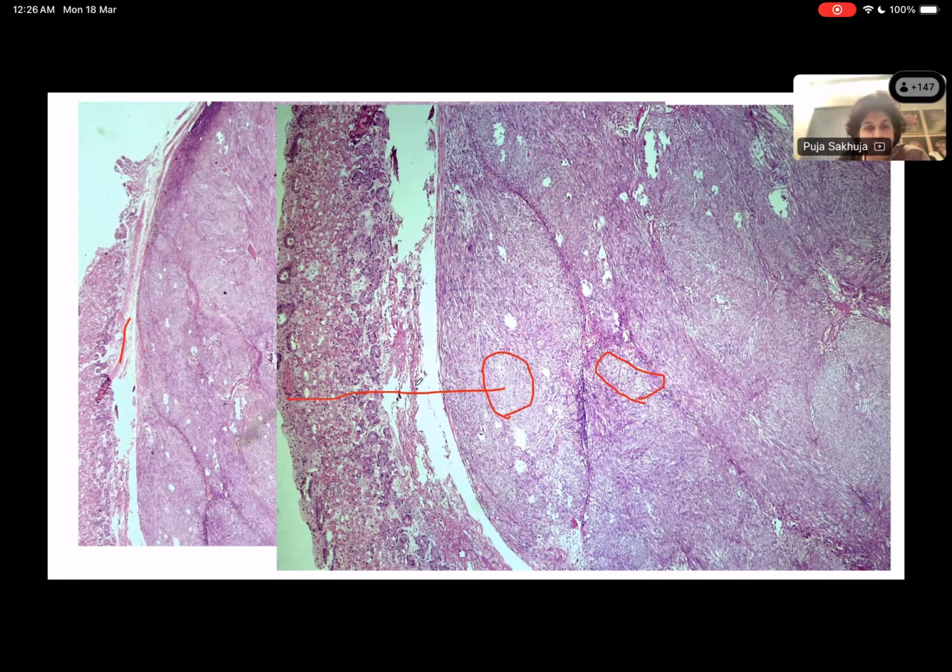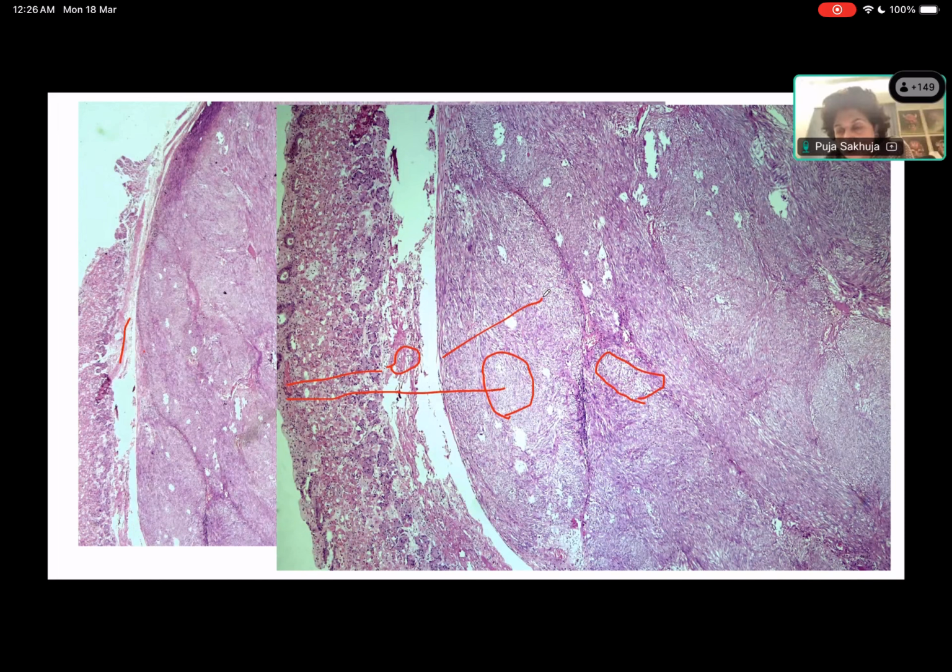So now I've shown you 3 layers: the mucosa, then the muscularis mucosa, and then the tumor. Here, the mucosa is definitely going to be negative. Now, how will the muscularis mucosa and the tumor help us distinguish between CD117 and desmin? Muscularis mucosa will be positive for desmin, and CD117 will be negative. You must always remember that.